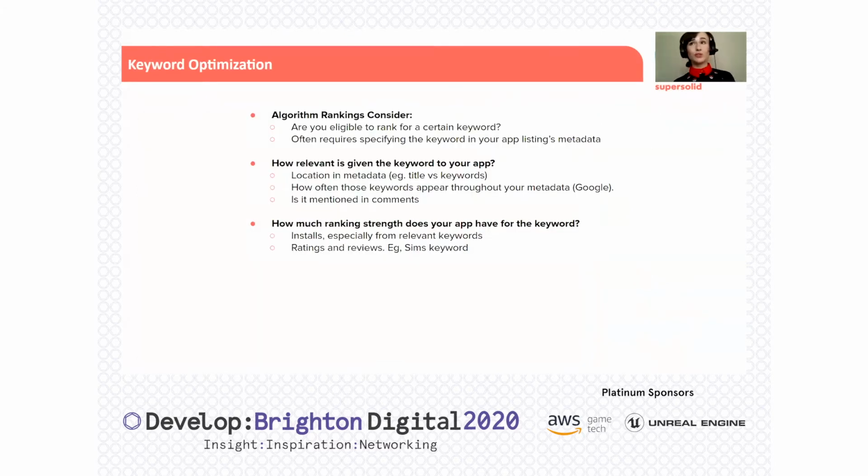So, what do the algorithm rankings consider when they are trying to rank you for a keyword? Are you eligible for that keyword? How often are you specifying the keywords in your app listings metadata, like the Google long description? And how relevant is this keyword for your app? For example, is it located in your title, or is it located in your keywords field for Apple or long description for Google? How often do these keywords appear in your metadata, so in the Google long description? And is it mentioned in the comments?